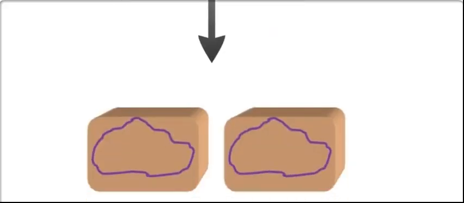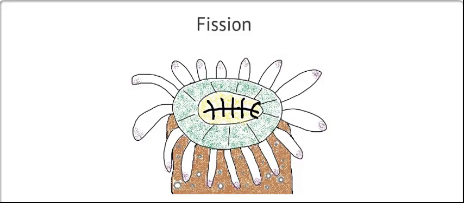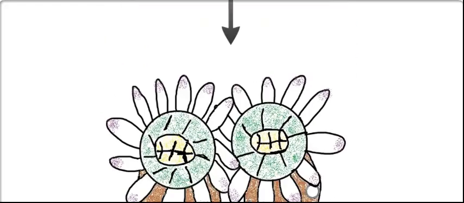Unicellular organisms are not the only ones which are able to reproduce asexually. Some multicellular organisms can also reproduce asexually. In this case, we will be looking at sea anemones. Some of them reproduce in a manner that is similar to cell division, but for a multicellular organism. This is known as fission. It is similar to cell division, but instead of one cell dividing, the entire multicellular organism divides into two smaller ones.